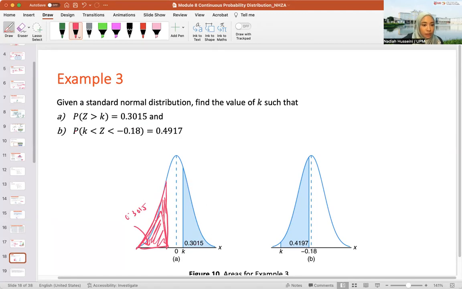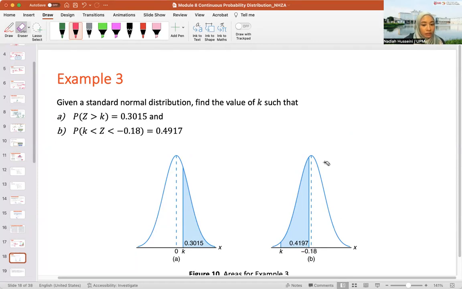Okay, so the probability of z being greater than k, and less than minus 0.18. It is on the left side region because it has to be less than the mean, which is 0. This is the mean 0. So if it is negative, it should be on the left side region. And it is greater than k. So we immediately know that k has a negative value as well. Okay, so let's try to find out how to do this.